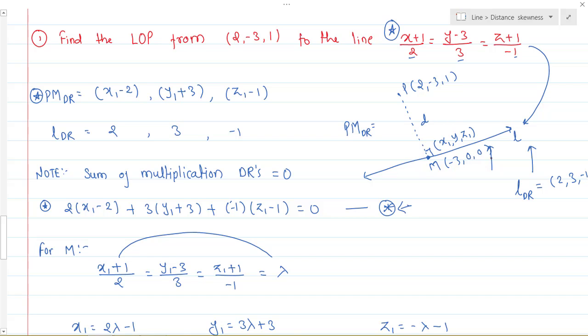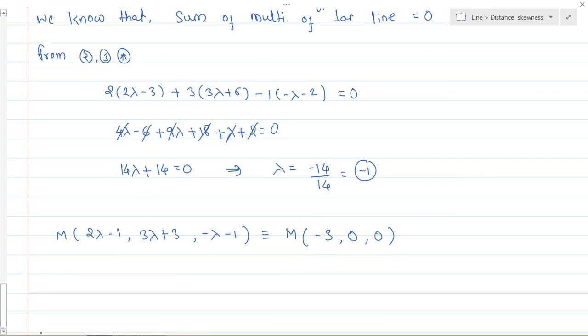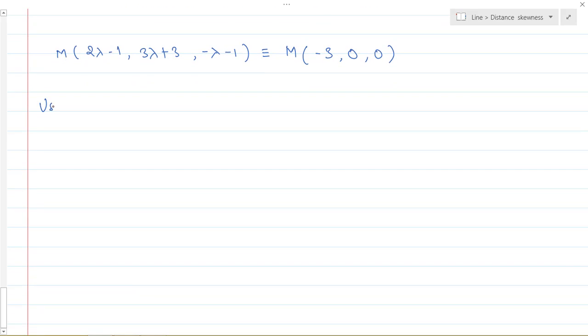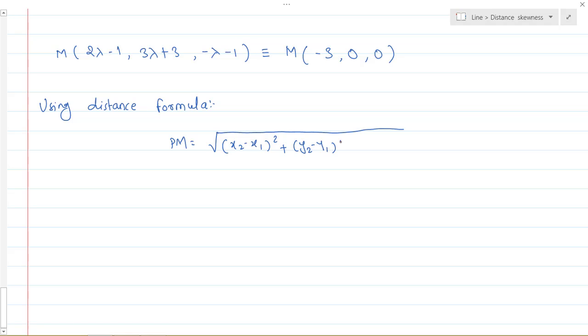So if you know these 2 coordinates, then we can easily find the distance between these 2 points. Perfect. So what is the distance? PM is equal to what? It is the root of (x2 minus x1) square plus (y2 minus y1) square plus (z2 minus z1) square. So using the distance formula, PM is equal to the root of (x2 minus x1) square plus (y2 minus y1) square plus (z2 minus z1) square.